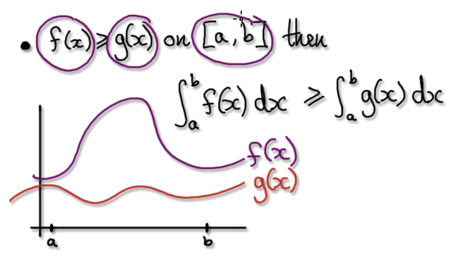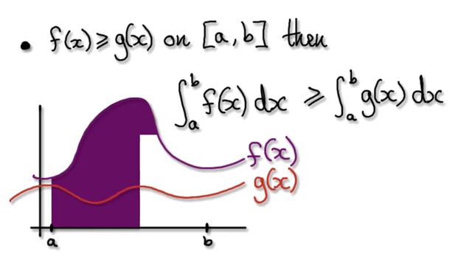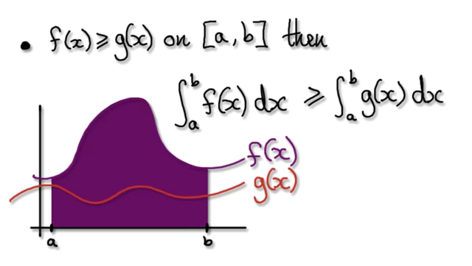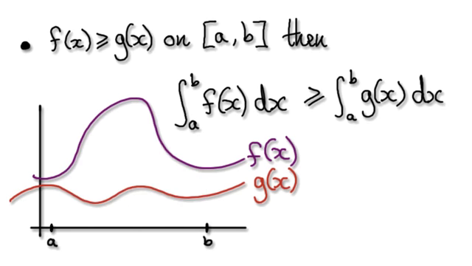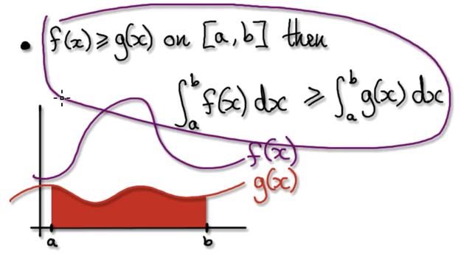on this interval here, on a and on this interval here, then the area underneath f of x, so that's this area here, will always be bigger or equal to this area here. Okay, kind of obvious, but by using this, you can create something that is quite amazing and not so obvious.